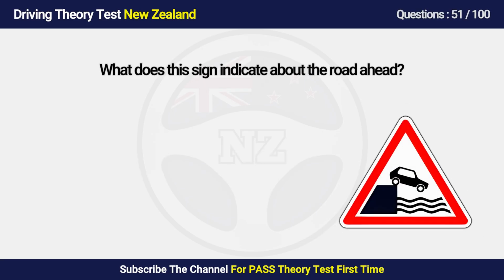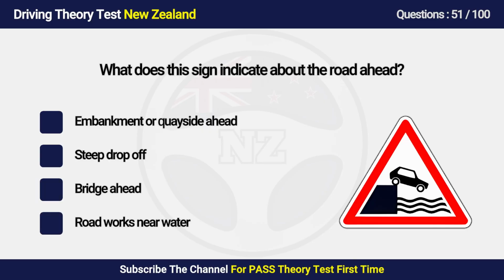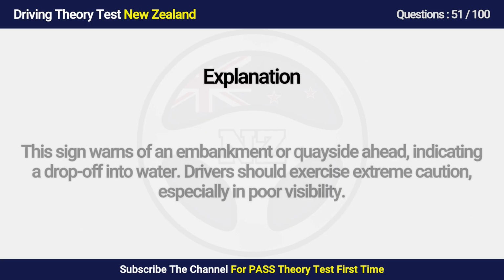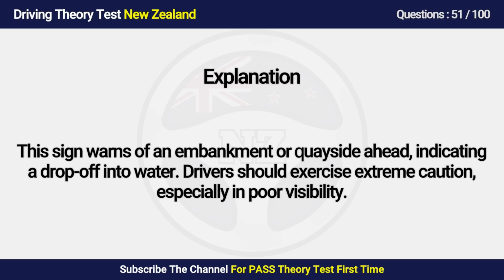Question 51. What does this sign indicate about the road ahead? A. Embankment or quayside ahead. B. Steep drop-off. C. Bridge ahead. D. Road works near water. Answer is A. Embankment or quayside ahead. This sign warns of an embankment or quayside ahead, indicating a drop-off into water. Drivers should exercise extreme caution, especially in poor visibility.